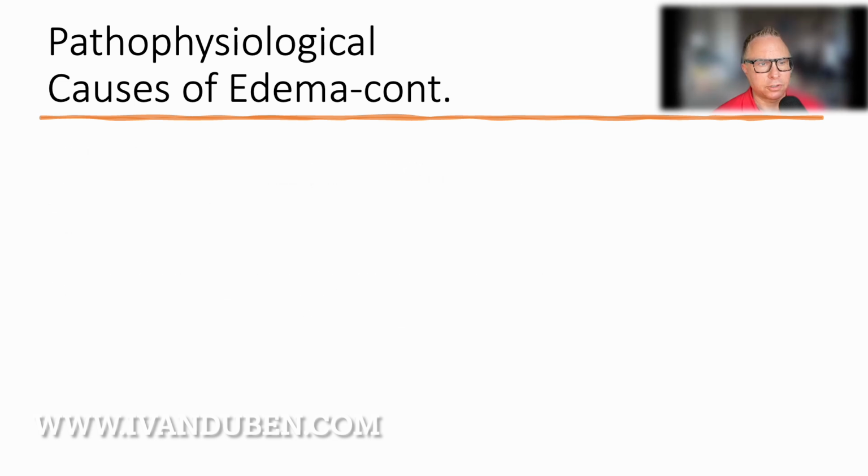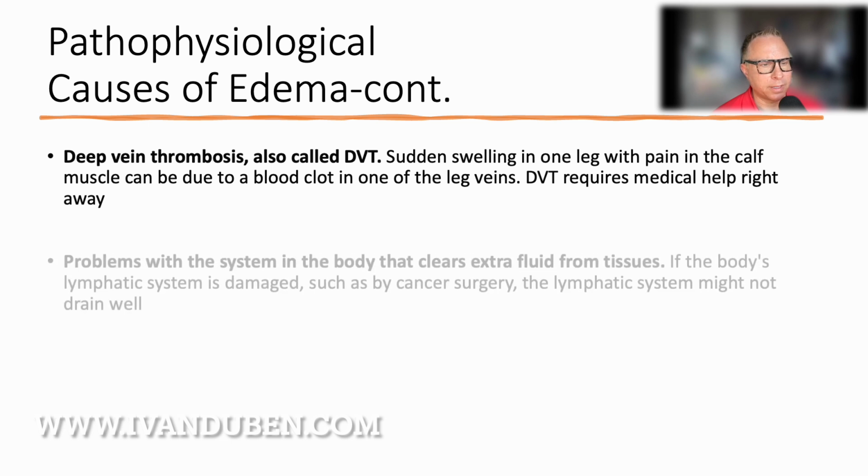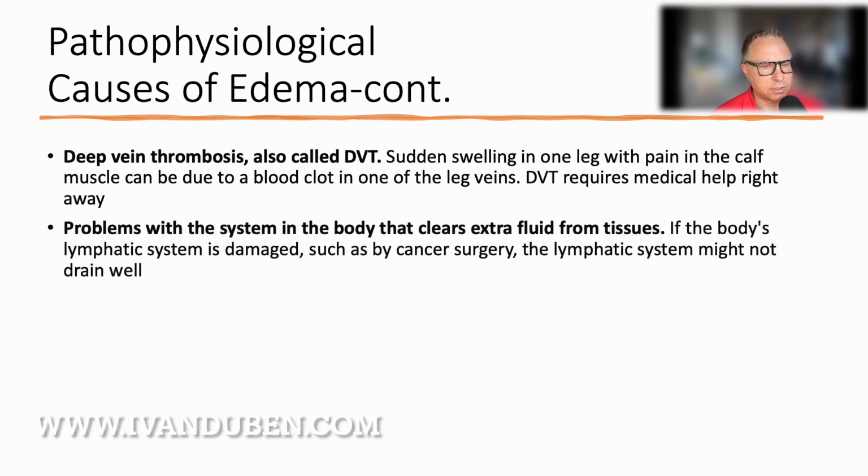Other pathophysiological causes of edema coming from the Mayo Clinic. Deep vein thrombosis, also called DVT. Sudden swelling in one leg with pain in the calf muscle can be due to a blood clot in one of the leg veins. DVT usually requires medical help right away. Problems with the system in the body that clears extra fluid from the tissues. If the body's lymphatic system is damaged, such as by cancer or surgery, the lymphatic system might not drain well.